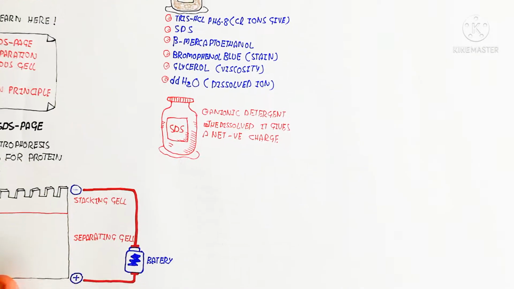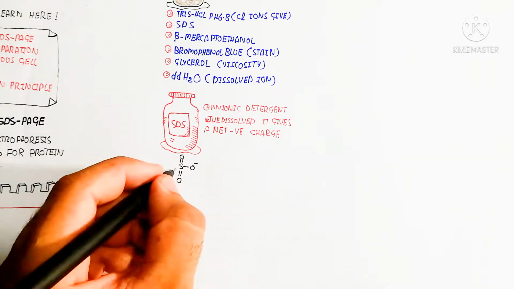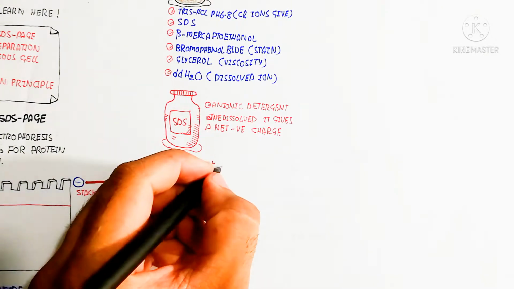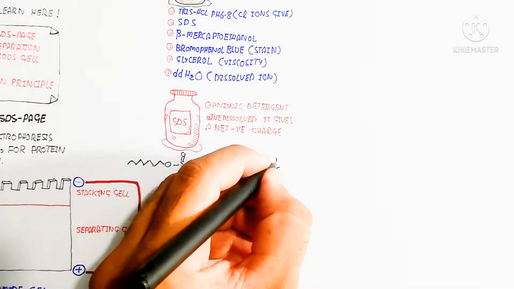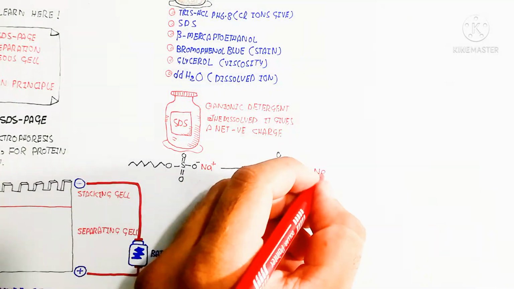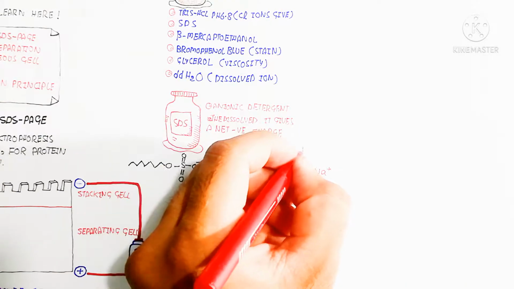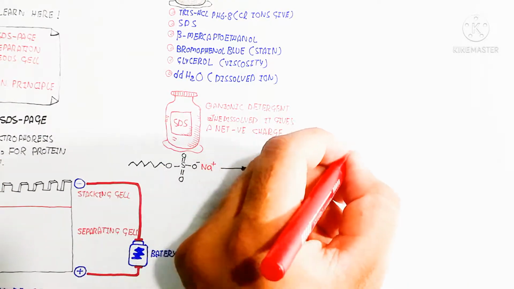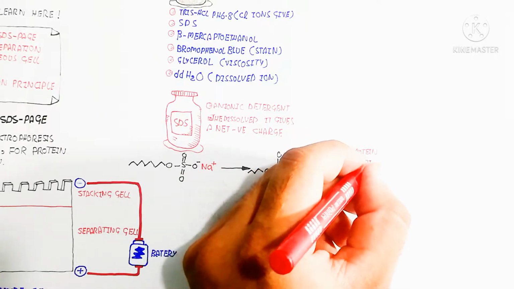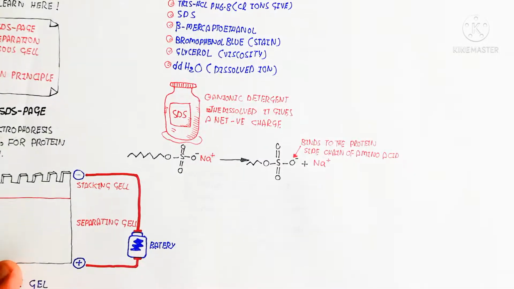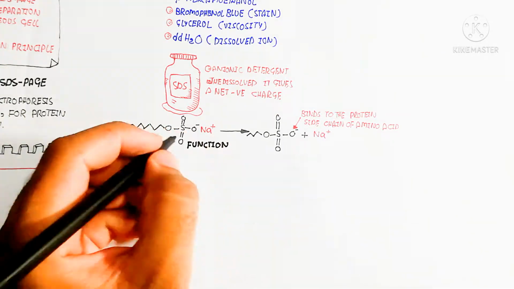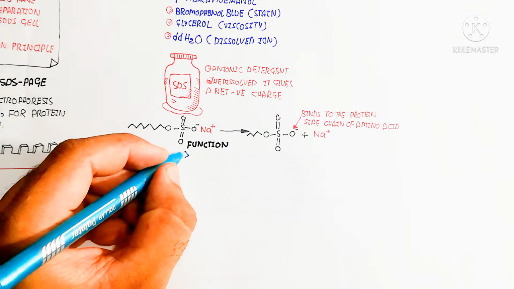On the other hand, SDS is an anionic detergent. When dissolved, it gives a net negative charge. Here is the SDS buffer, which contains an oxygen-containing negative ion, while sodium is positive. When it dissociates and binds to the protein side chains of amino acids through the negative sign, it will bind and change their structure but not change the molecular weight.